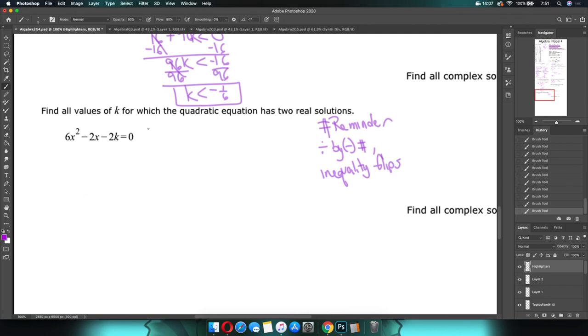So let's see here. So we have b squared minus 4ac has 2 real solutions, so greater than 0. All right, let's see here. So it is negative 2 squared minus 4 times a times c greater than 0. No, this one doesn't do it. All right, I'm going to change this problem just a little bit. I'm going to change that to positive 2 just to illustrate a point, okay?